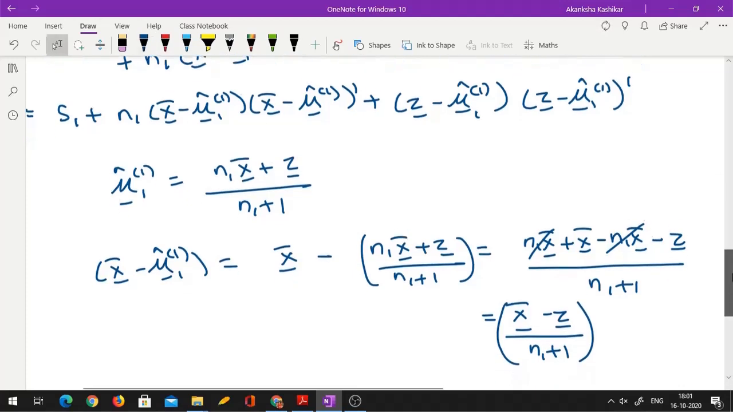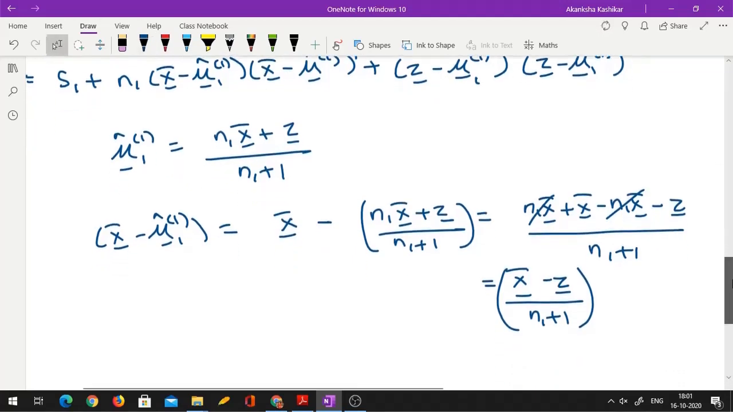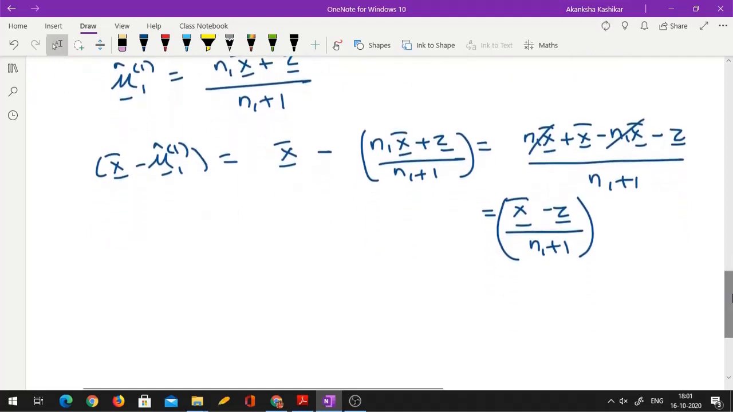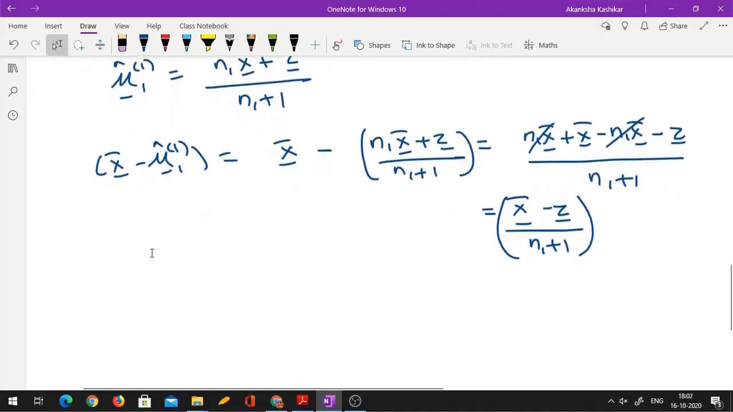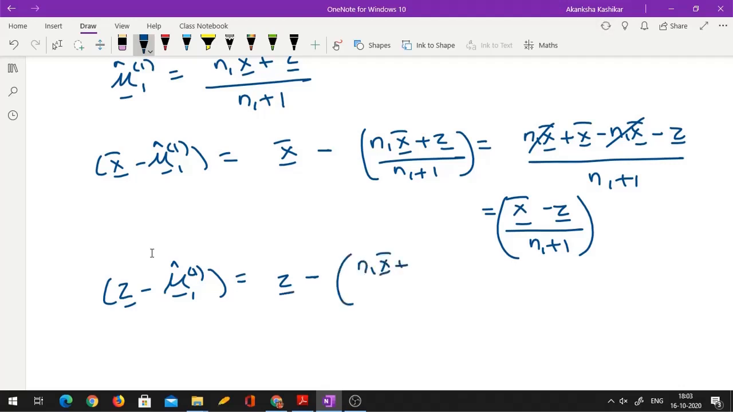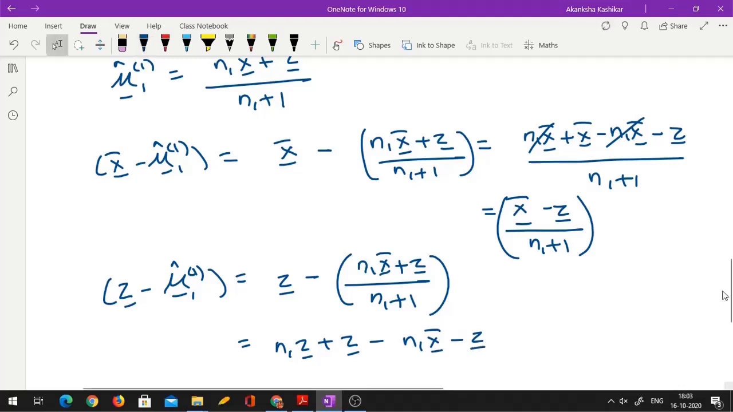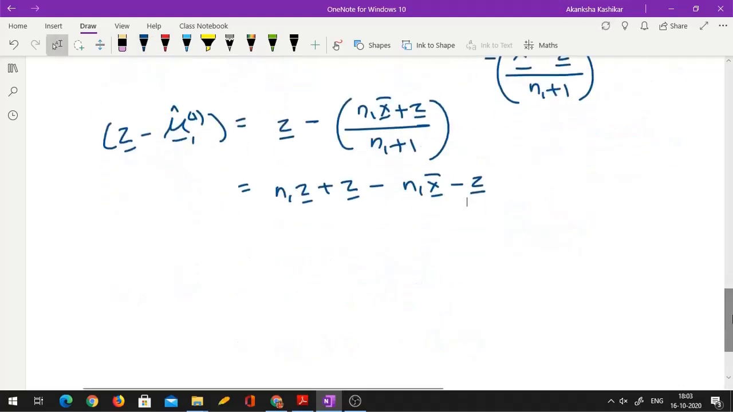Okay so far? Let us see what happens to z minus mu1 hat. So this becomes z minus n1 x bar plus z upon n1 plus 1. So this is n1 z plus z minus n1 x bar minus z, upon n1 plus 1.